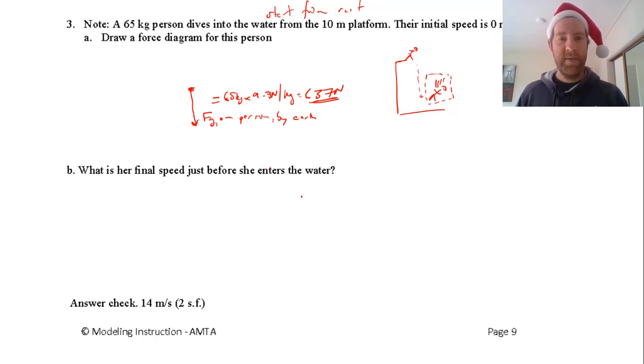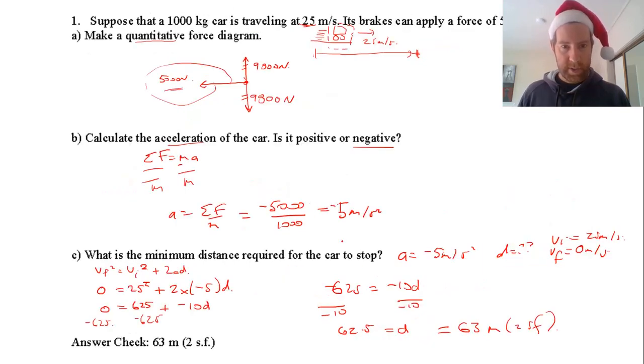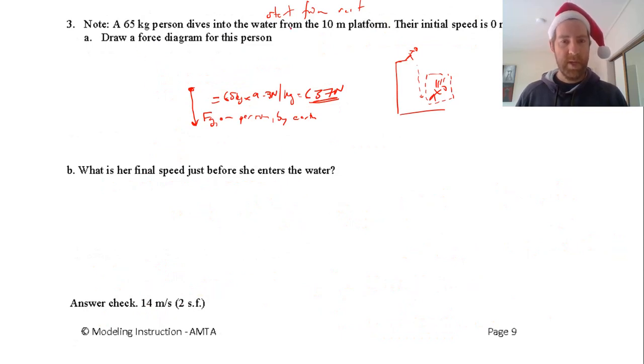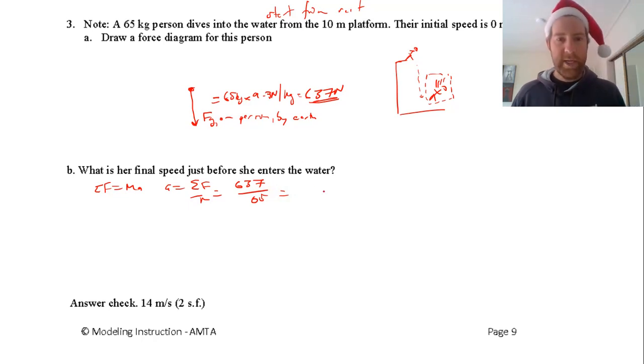Okay, what's her final speed just before she enters the water? Oh, that's tough. And this is a tough question, but we've always been linking things with the acceleration. This one here, we worked out the acceleration and we used it to link it. Question 1, we worked out the acceleration and we used it to link between forces and speeds. So I'm going to do this first. So acceleration is total force over mass, and that equals 637 over her mass of 65. And if I do that on the calculator, lo and behold, I get 9.8 meters per second squared.